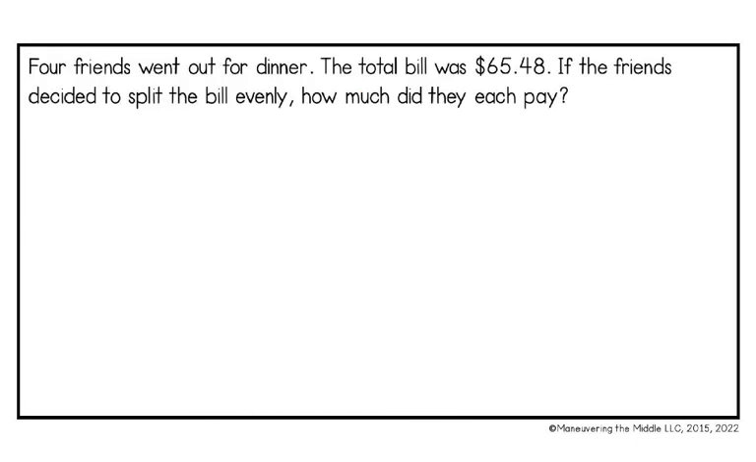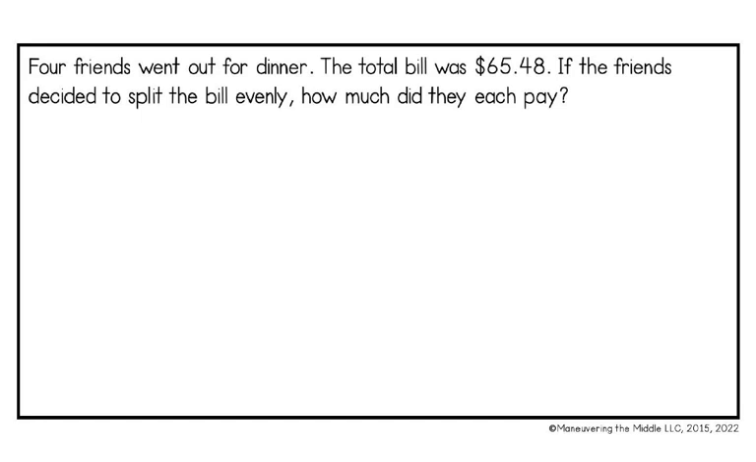All right, our last question. And yes, I know this lesson's long, but hang in there. We have one more question. 4 friends went out for dinner. The total bill was $65.48. If the friends decided to split the bill evenly, how much did they each pay?